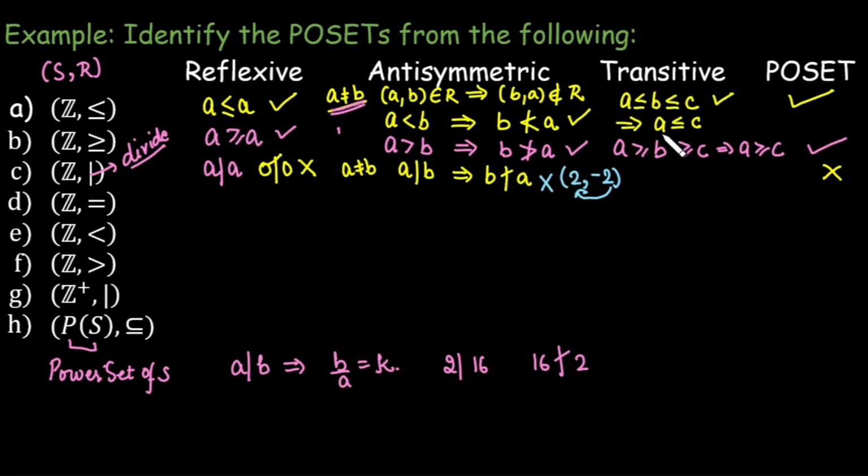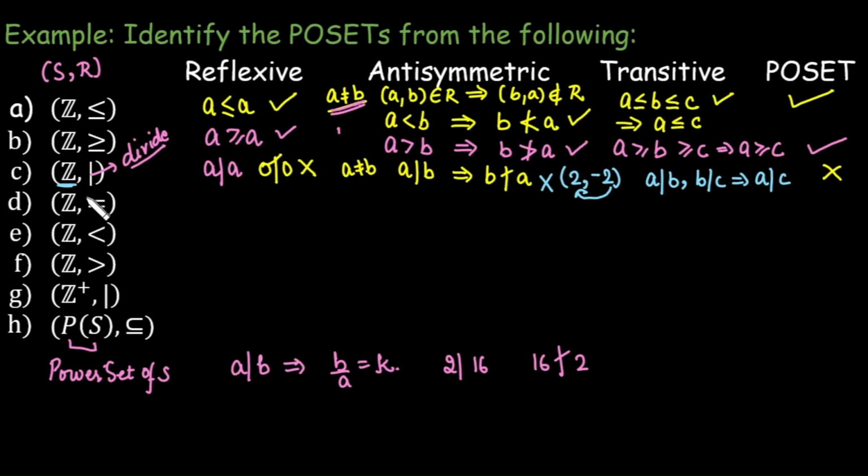Now what about the transitivity? If A divides B and B divides C, can we say that A always divides C? Yes. So this is always transitive but not reflexive and antisymmetric on the set of integers, due to which this is not the POSET. Now what about the next case?